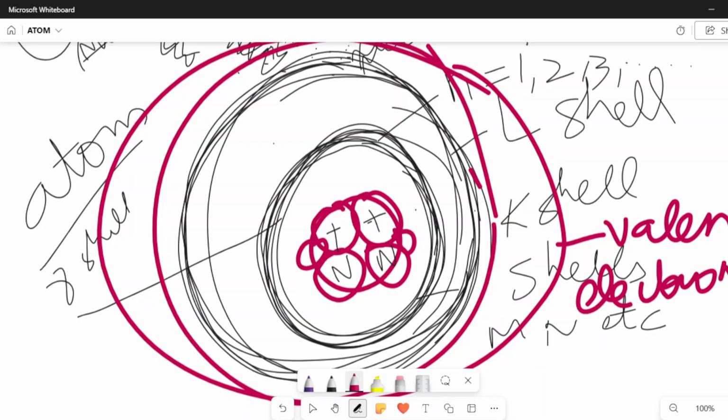The reason we have to know about valence electrons is that any atom, to remain stable, will require 8 valence electrons in its outermost shell. So 8 valence electrons are required. If it is less than 8 or greater than 8, it is going to be unstable, and it will start reacting with all the other atoms beside it.